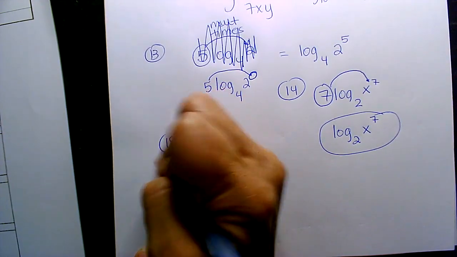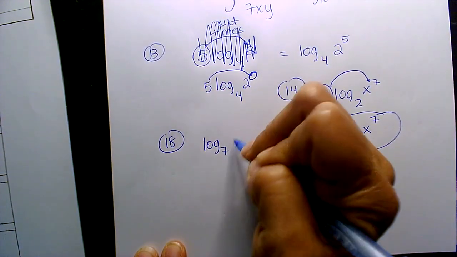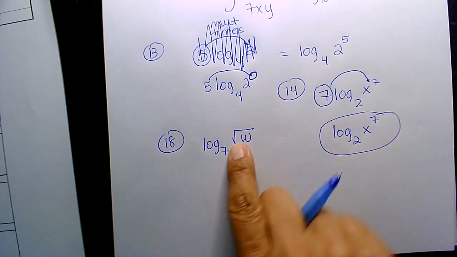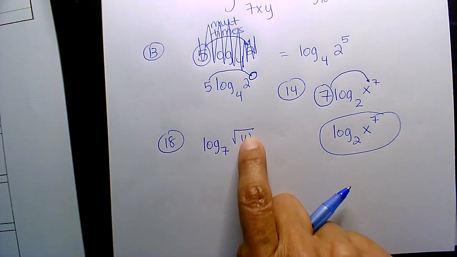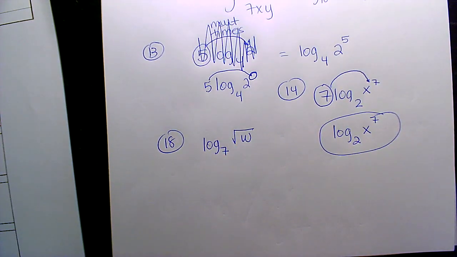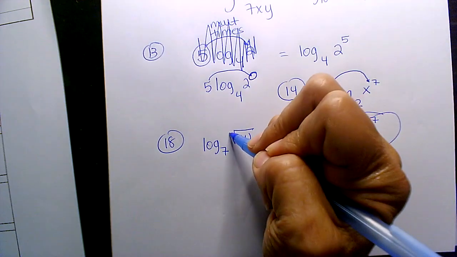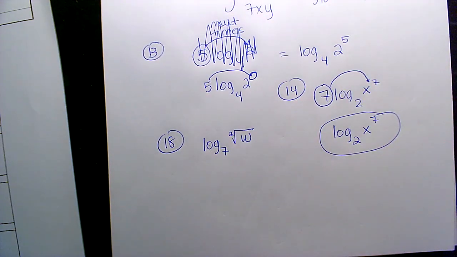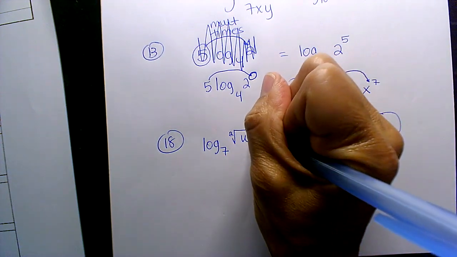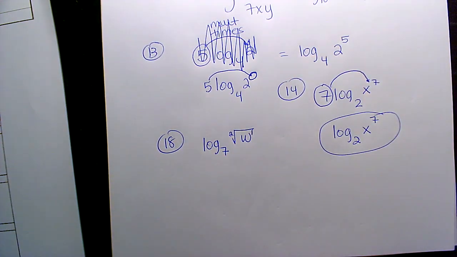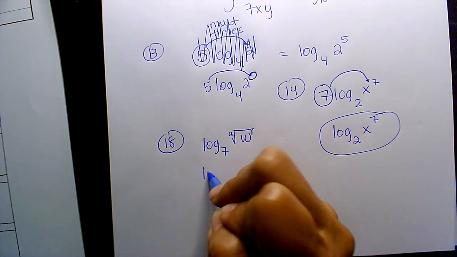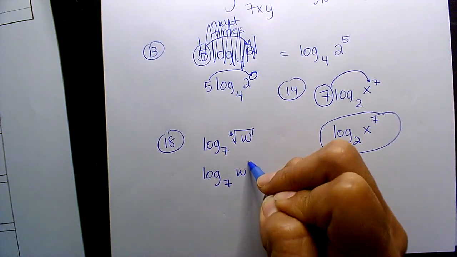Um, 18. Log base 7 of square root w. If that's a square root, what's your fraction? Do you guys know what the fraction is? If you turn it into a superscript? You know, okay, look, you know it's a little 2 on that root, right? How many w's do you see? 1. So that means this really has a 1 exponent, right? So it would become log base 7 of w to the 1/2.